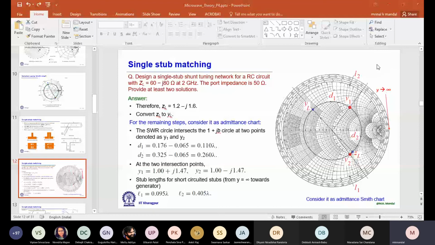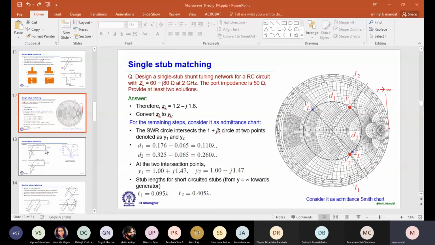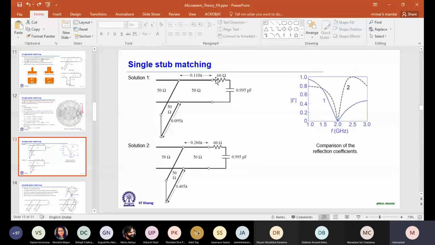And what about the other case? I have to go all the way to the plus side, and we need to find where it is plus j 1.47, and we see it here. So for L2, we have to travel a long distance to this point. It is 0.405 lambda. So this is the solution. ZL is represented by this, and now we put the connecting matching network here.